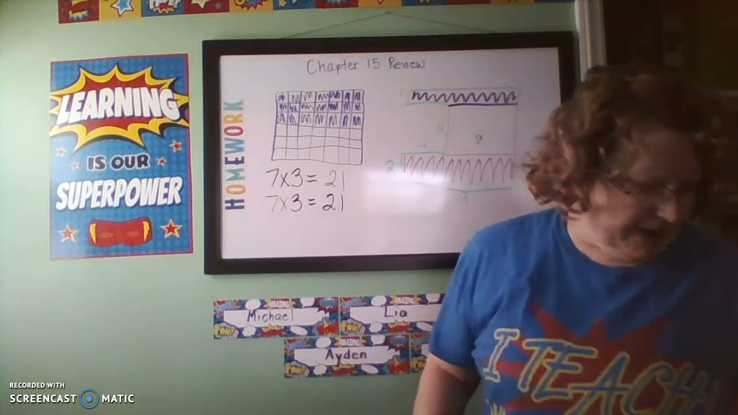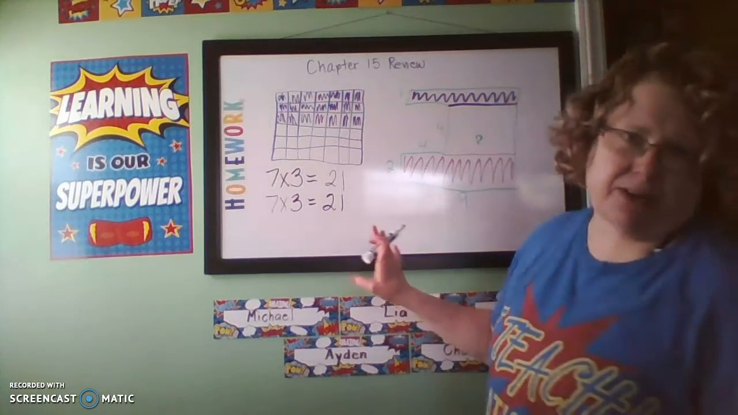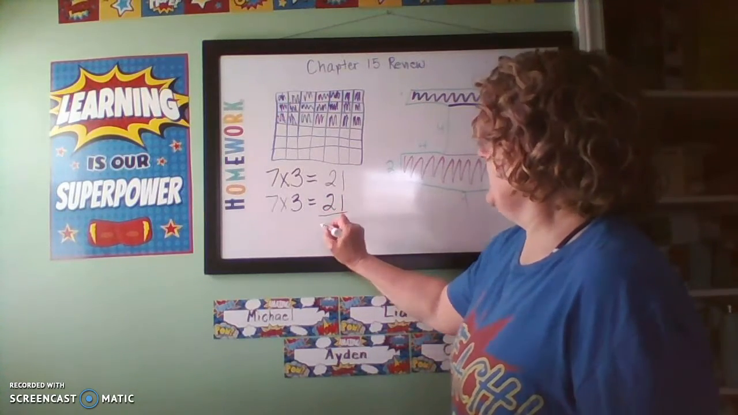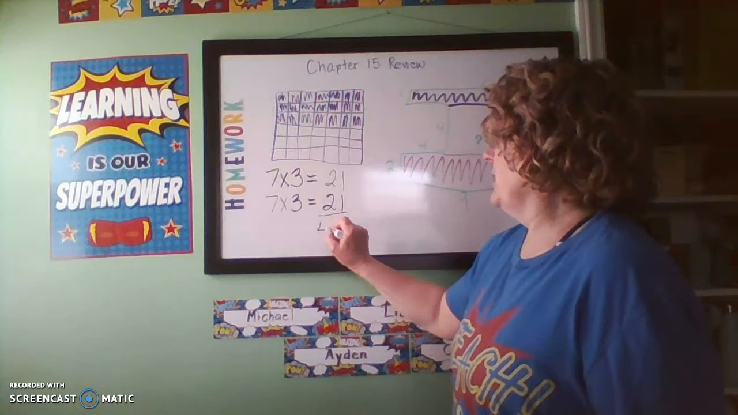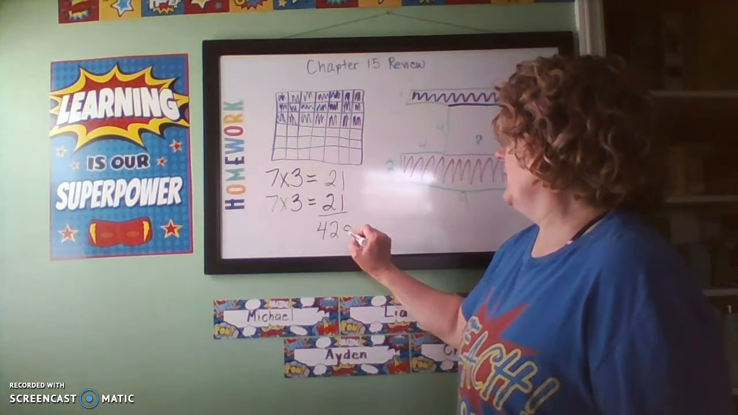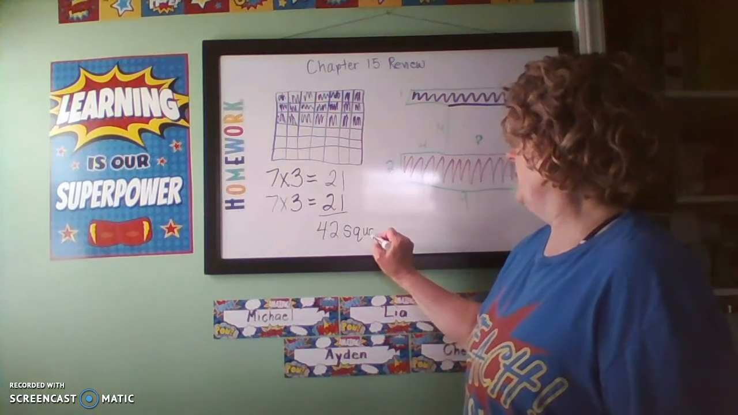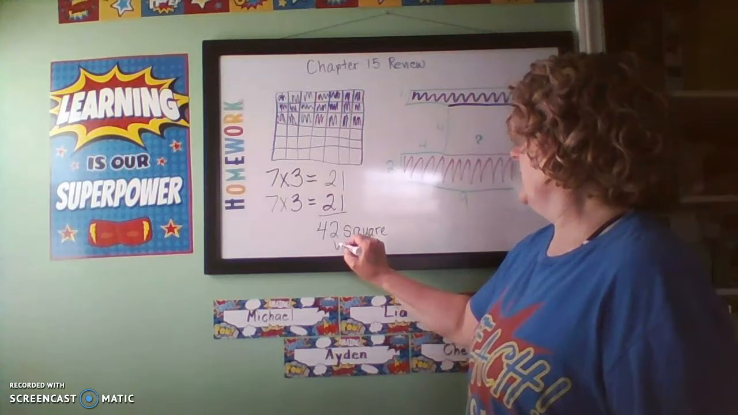And then in order to find the total, we would add those 2 together. Now, they haven't given us a unit for this, so it would just be square units. So your answer should be 42 square units.